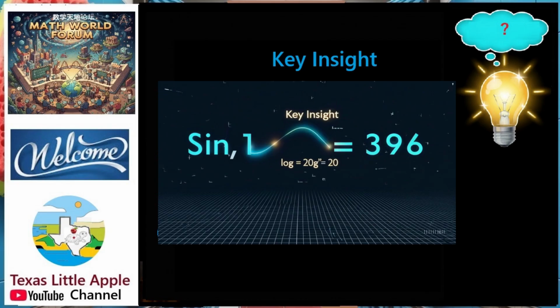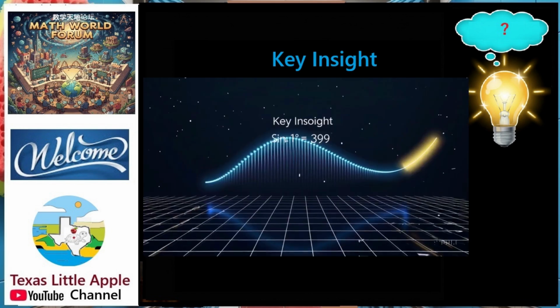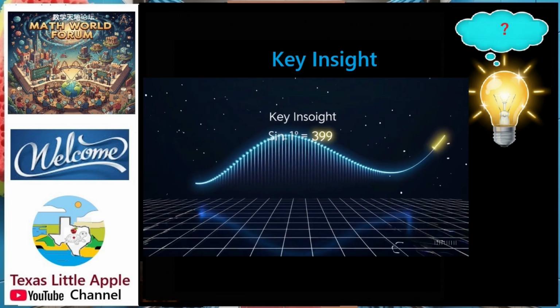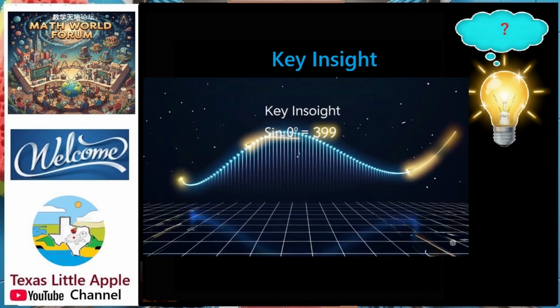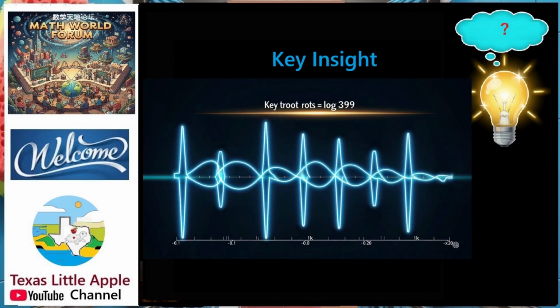The key insight is to restrict the logarithm's domain, divide the interval using the sine zeros, analyze the sign of the difference function on each hump, and then count how many intervals produce intersections, leading to exactly 399 solutions.